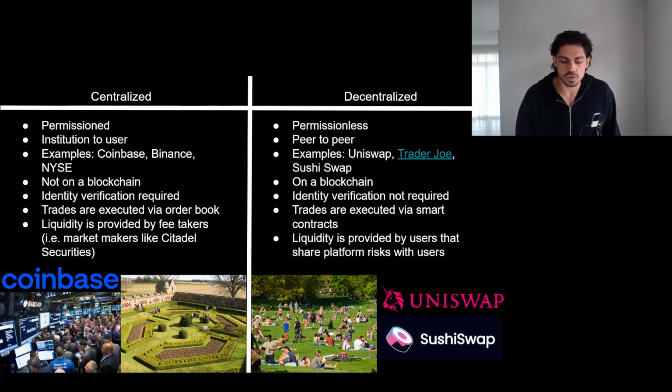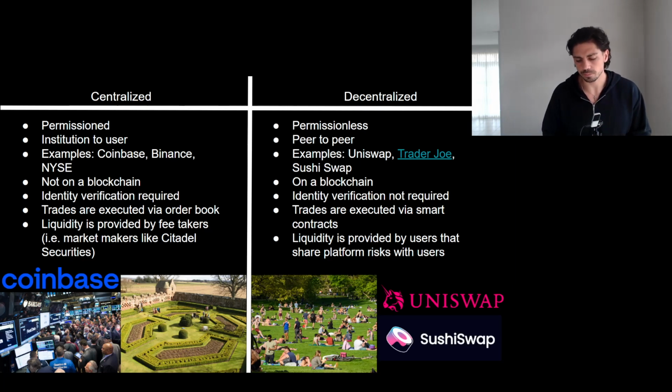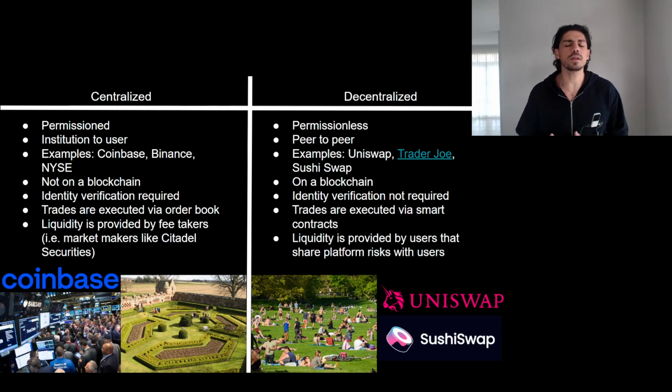When you're entering a centralized exchange, you're required to verify your identity via KYC. So that's why you're taking a picture of your ID and things like that, right? Versus on a blockchain or a decentralized exchange, you do not have to verify your identity at all because your wallet address is all it needs to actually start conducting transactions. Trades on a centralized institution are executed via order book, while trades are executed via smart contracts in a decentralized environment.